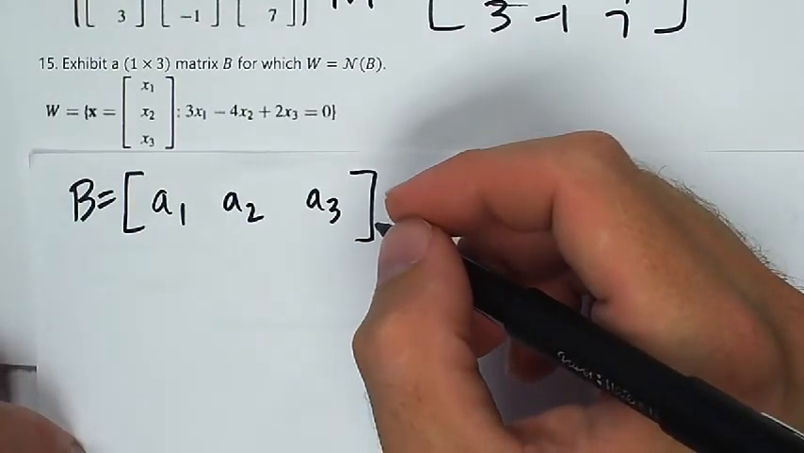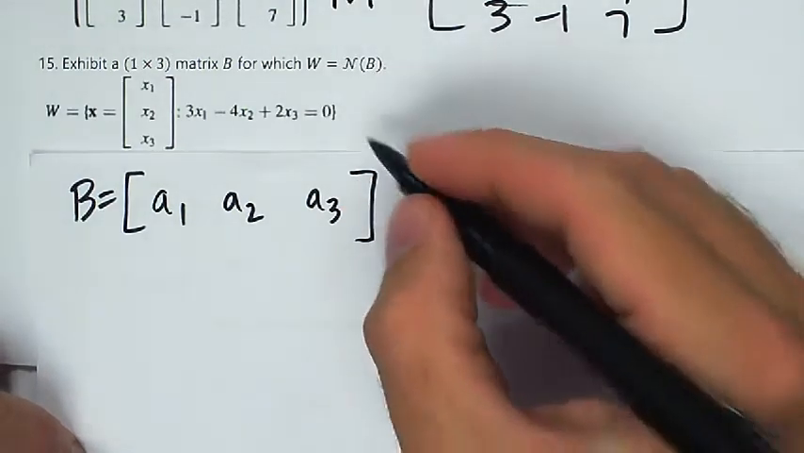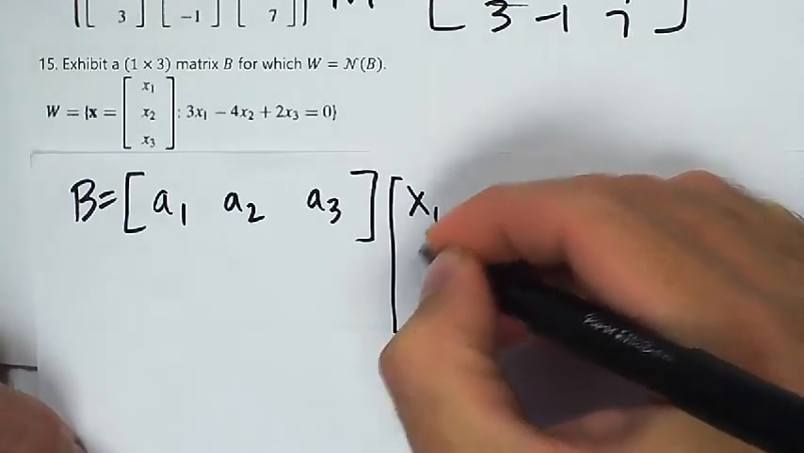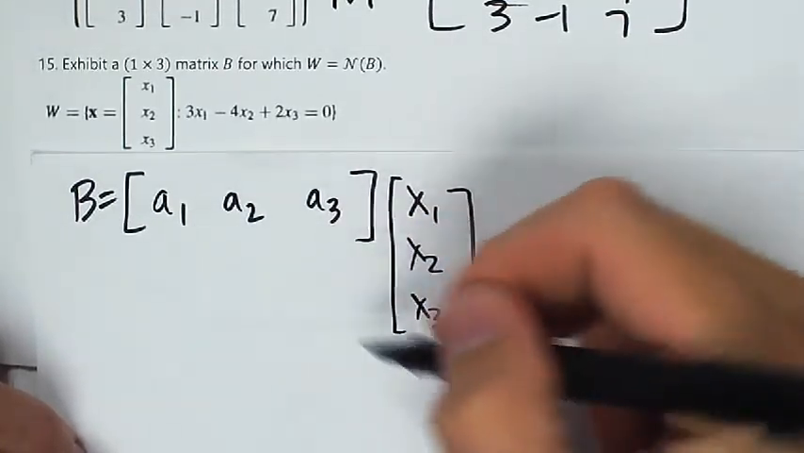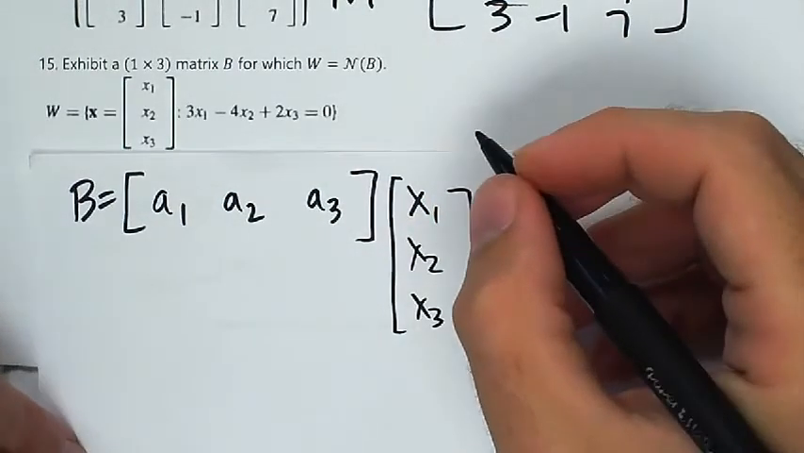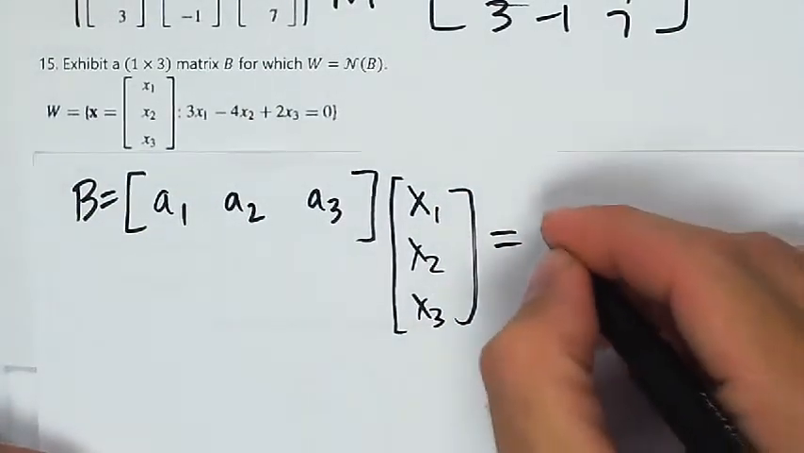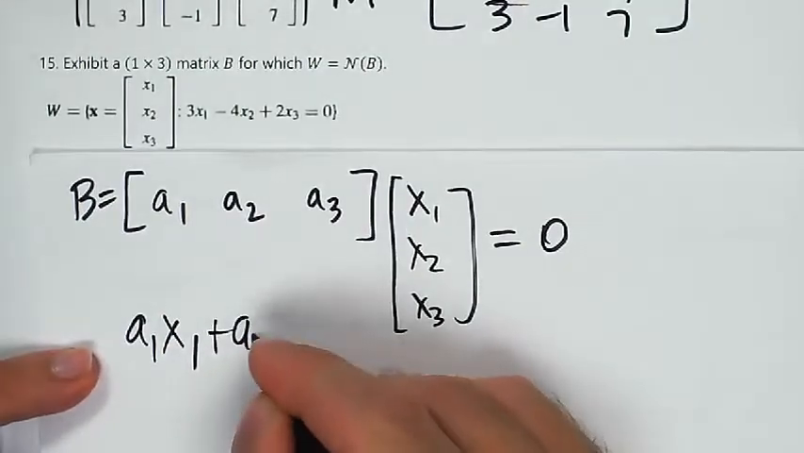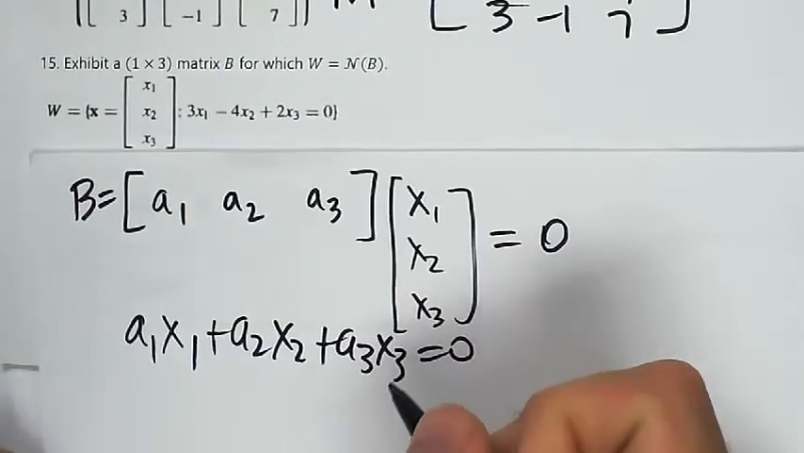So that W is equal to the null space of B. All right, well, the null space is the set of all vectors where if I take x1, x2, x3, and multiply it on the right of A1, A2, A3, I'm going to get 0, right? Because this is set up as the inner product. So I've got A1 x1 plus A2 x2 plus A3 x3 equaling 0.